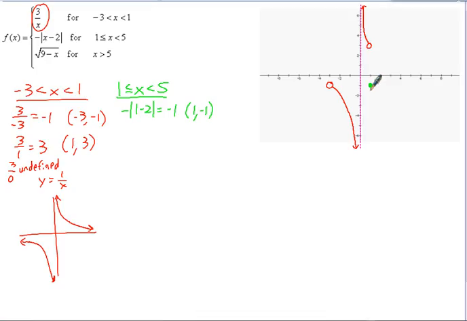So that would be a closed circle at that breakpoint at 1, negative 1. Then let's plug in the other breakpoint of 5. 5 minus 2 gives you 3. Absolute value of 3 is 3 times negative 1 gives you negative 3. So 5, negative 3. But this one doesn't have the equal to at the breakpoint, so that would be an open circle at 5, negative 3. And then you can plug in some more points.